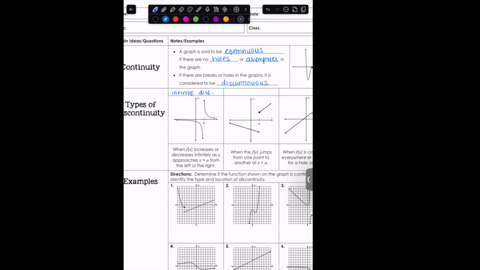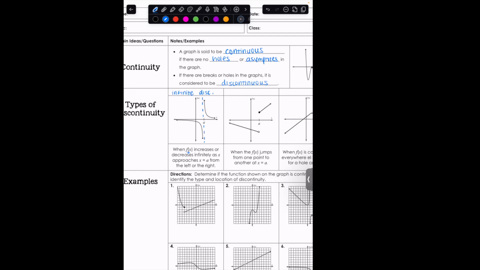discontinuities. So an infinite discontinuity is when the function increases or decreases infinitely, hence the name, as x approaches some x value from the left or from the right. So these are also known as asymptotes. So an infinite discontinuity just means it's an asymptote. So we have an asymptote right here at x equals a. So your asymptote is where your function approaches the value but never crosses it. So it approaches a but never crosses it, at least in that general vicinity.